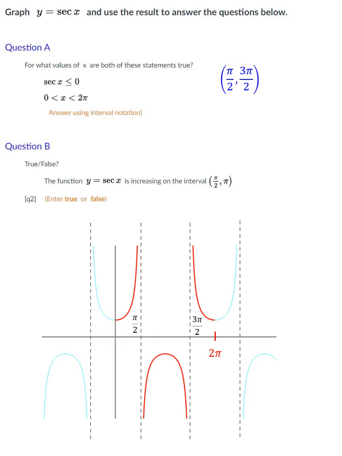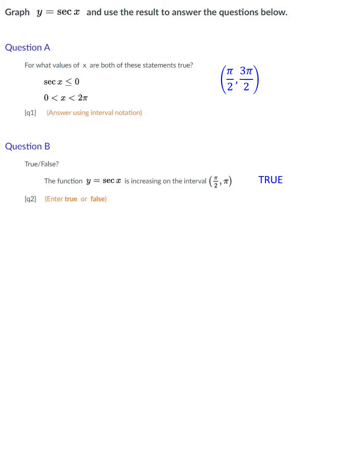Let's now move on to question B. Question B wants to know if the function is increasing on the interval from pi over 2 to pi. Well, that's true, it is. Why is that true? Because pi is the midpoint between pi over 2 and 3 pi over 2, and you can see now that this is an increasing function from pi over 2 through pi. And that completes this problem.